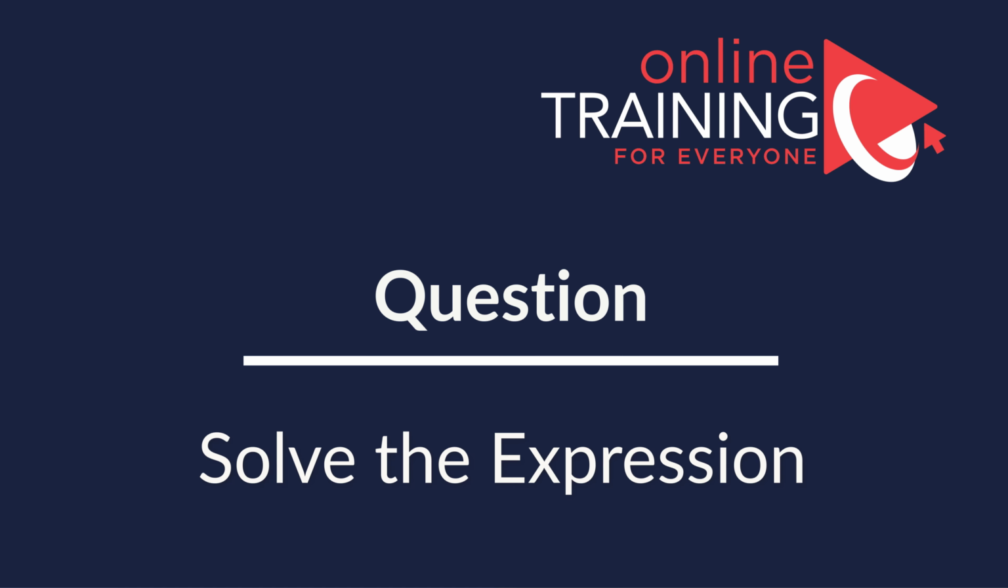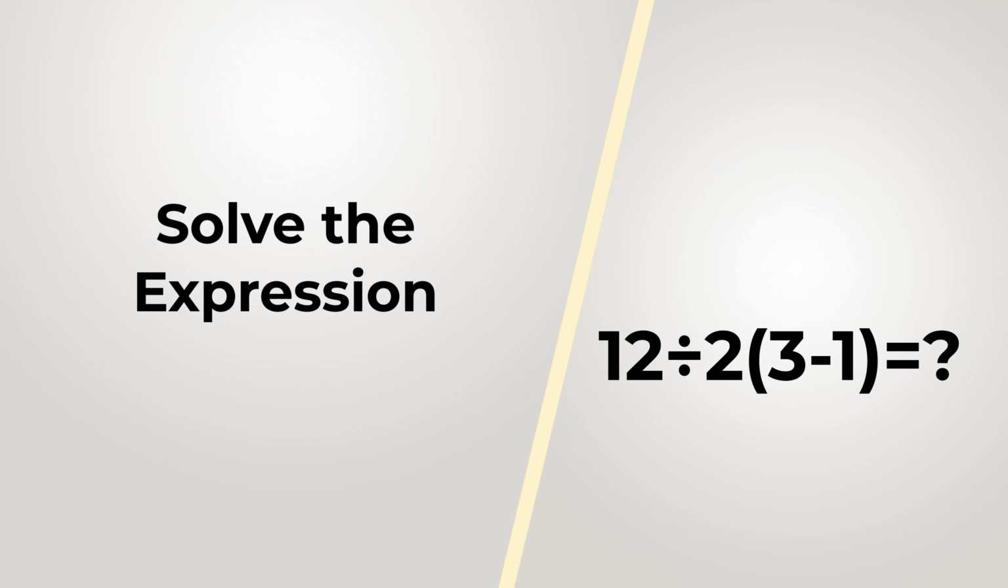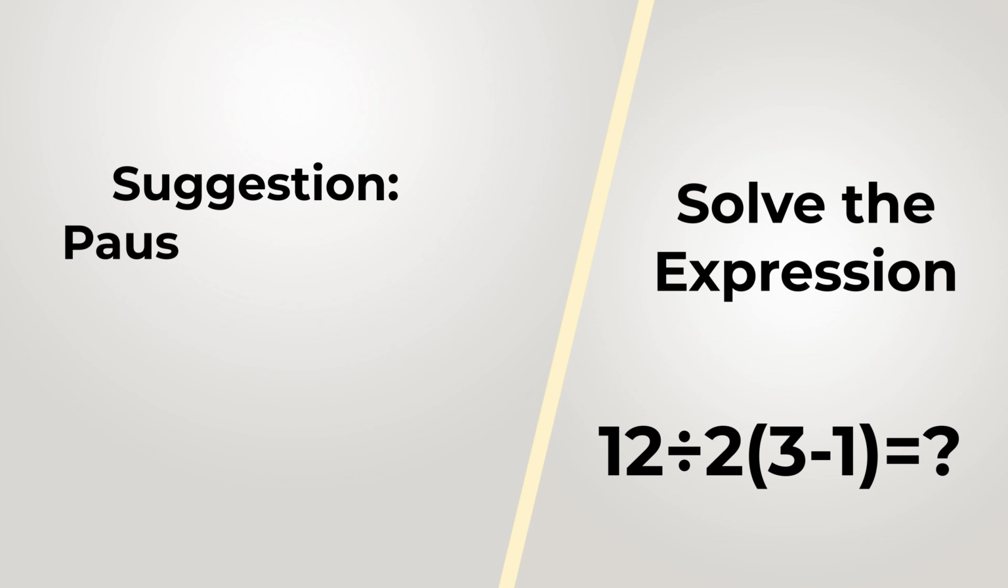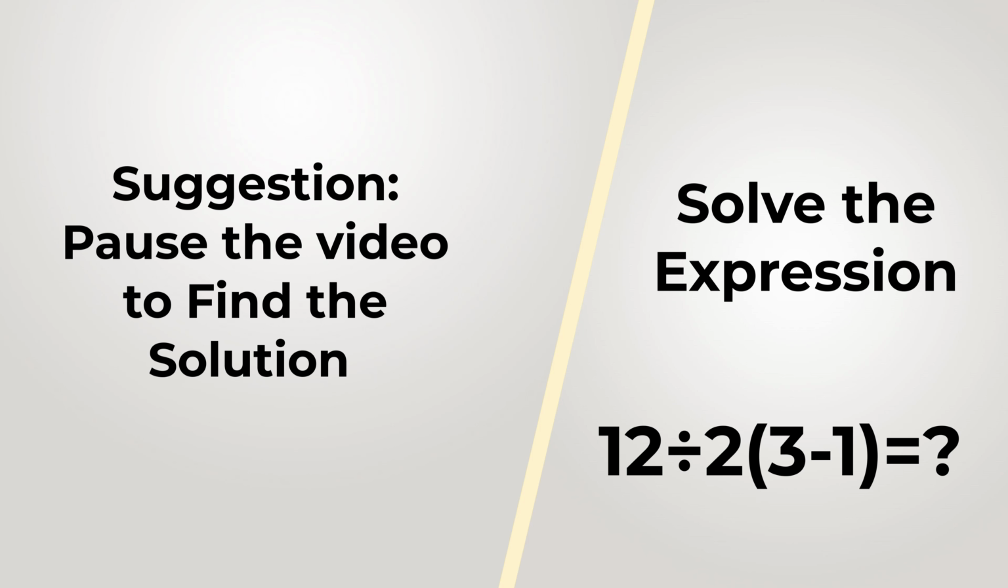Here's the interesting question, which is easy to understand, but at the same time you will have a lot of fun solving it. You need to calculate the simple expression 12 divided by 2 and then multiply it on the value in parentheses, which is 3 minus 1. Take a look closely and see if you can come up with the answer.